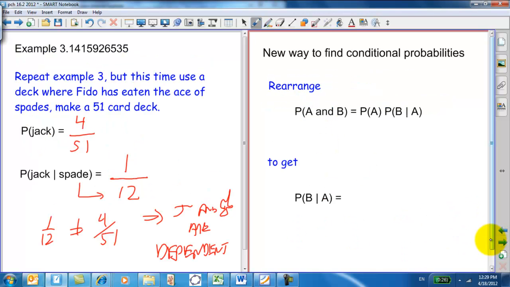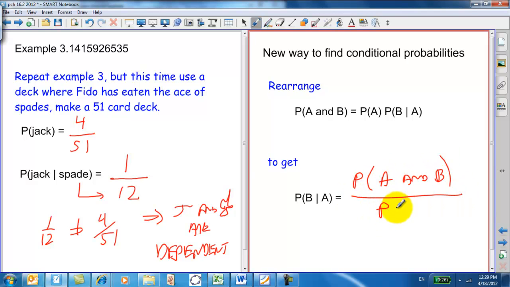Now, there's another way to find conditional probabilities. I've been using this arrow technique and having you treat the thing after the vertical bar as the new condition. Well, there's a formal way to do this too. You could say the probability of B given A, take this equation, it's the probability of A and B divided by the probability of A. Okay?